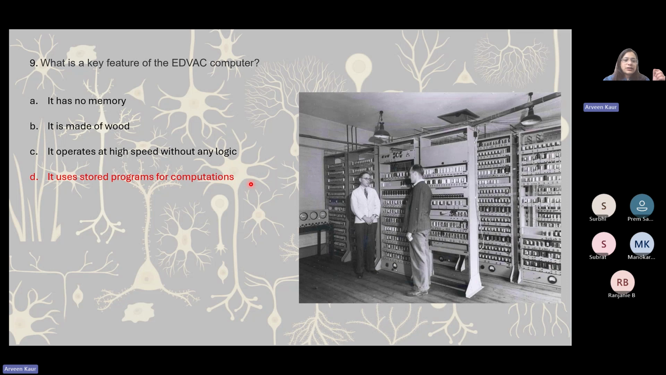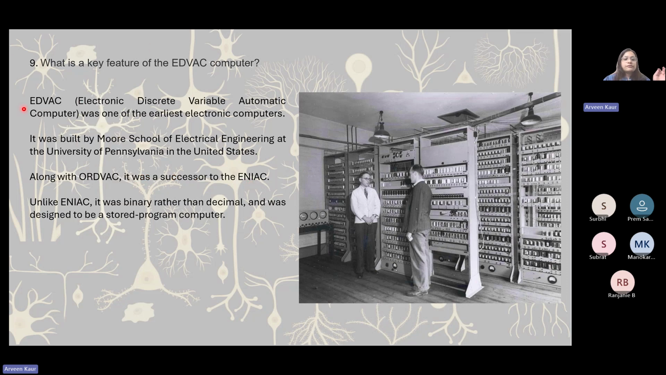Now it was a little different in how it operated from the ENIAC, right? What is the full form of EDVAC? It is Electronic Discrete Variable Automatic Computer. It was one of the earliest electronic computers. It was also built by the Moore School of Electrical Engineering at the University of Pennsylvania in the United States. Along with ORDVAC, it was the successor to ENIAC. Unlike ENIAC, however, it was binary rather than decimal and was designed to be a stored program computer. Now, what does that mean?